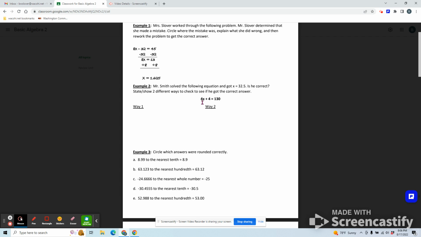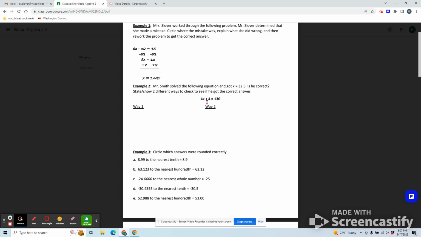We could do 4 times 32.5 plus 4 and see if it equals 130. If it does, you did it right. If it doesn't, you did not do it right. So that's way 1. We can check it by substitution. The other way is what we did yesterday, solving. So I've got a 2-step equation. I could just solve for x and see if I get 32.5.